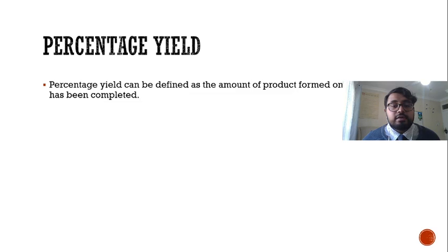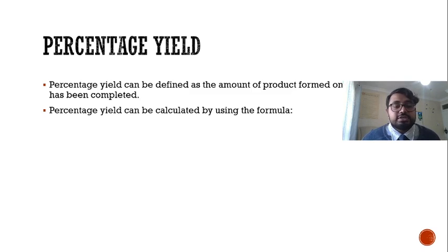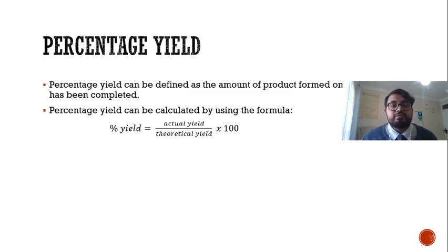Okay, so percentage yield is a method that can be defined as the amount of product formed once a reaction has been completed in percentage form. Now, percentage yield can be calculated using the formula percentage yield equals actual yield. Now, that's the yield you get, or that's the amount of product you get after your experiment is done. Divided by the amount of product you calculated, the amount of product that you should expect to get, and times 100, which will give us our percentage.